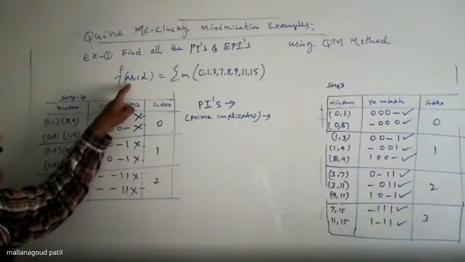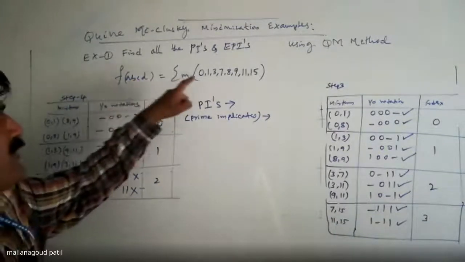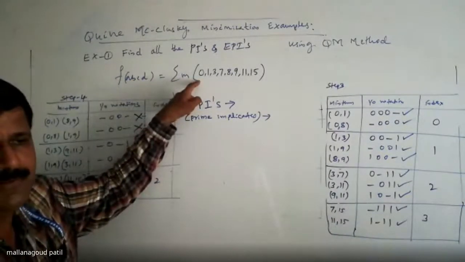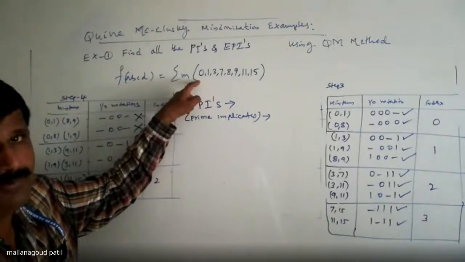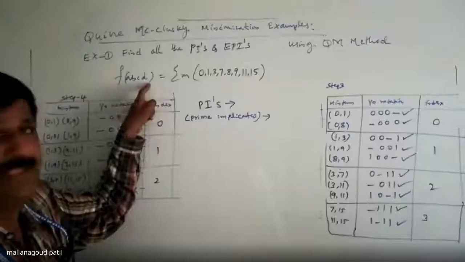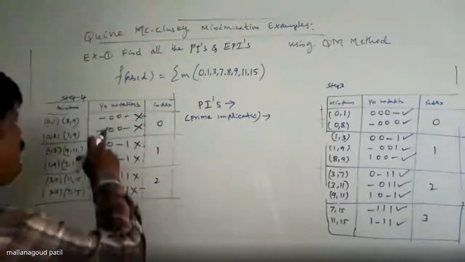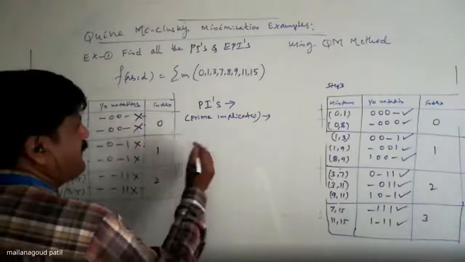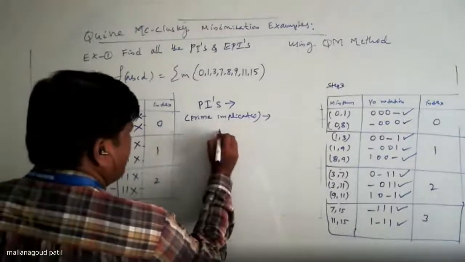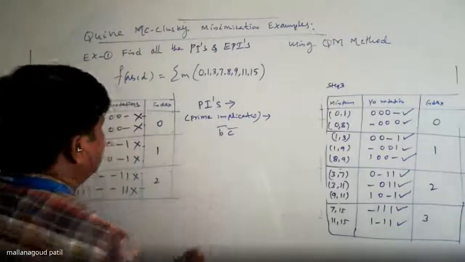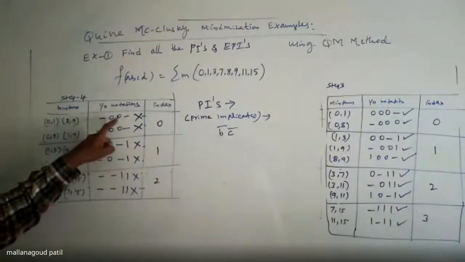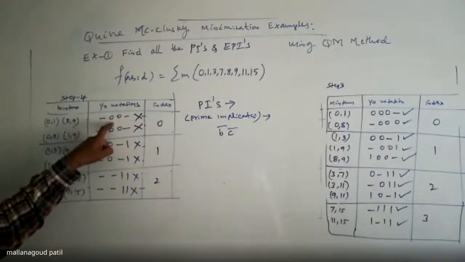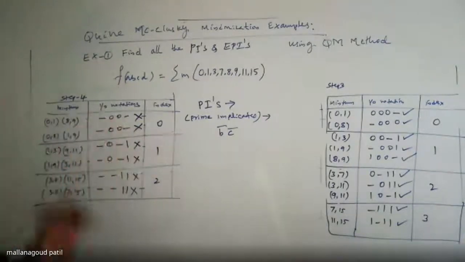First, how many variables are there? Input variables for the function: 4, that is A, B, C, D. Then what to do? A is not, B is not. Only B and C. I can write here B bar, C bar. B is 0, C is 0, so it evaluates to 1. B bar, C bar, you have to write.